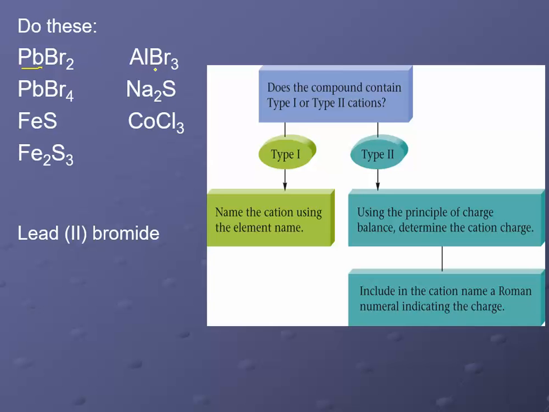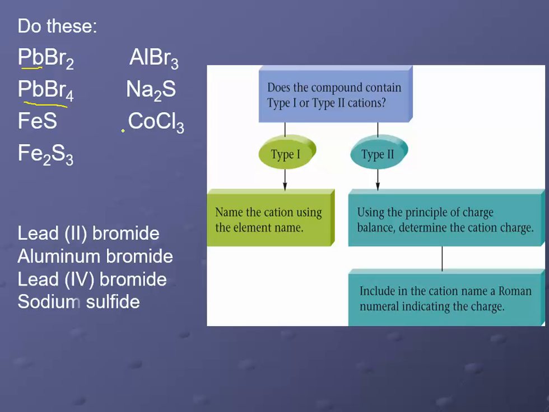Now we're going to go to the next one, this AlBr3. Look over at your flow chart, see if you need to use a Roman numeral in the name or not. You might need your periodic table, because I don't expect you to have those elements memorized. And the name of that should be aluminum bromide. Okay, going to this next one here. Take a look. That one should be lead 4 bromide. Okay, moving on to the other ones.